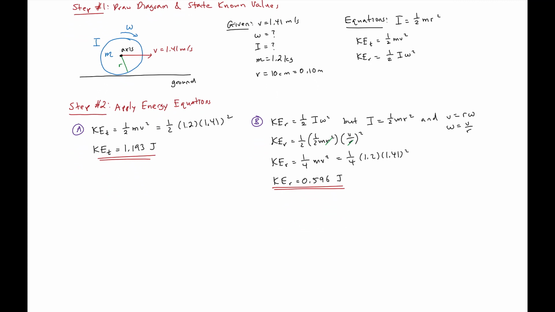Now that we have both our translational and rotational kinetic energies, part C asks us to find the total kinetic energy of the disk. So that just means KE is equal to KE_T plus KE_R. KE is equal to 1.193 plus 0.596. And the total kinetic energy is 1.789 joules.